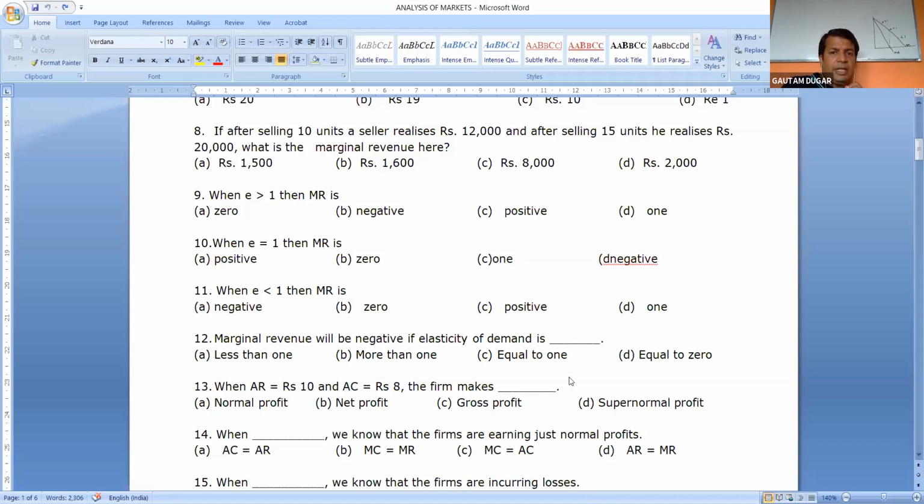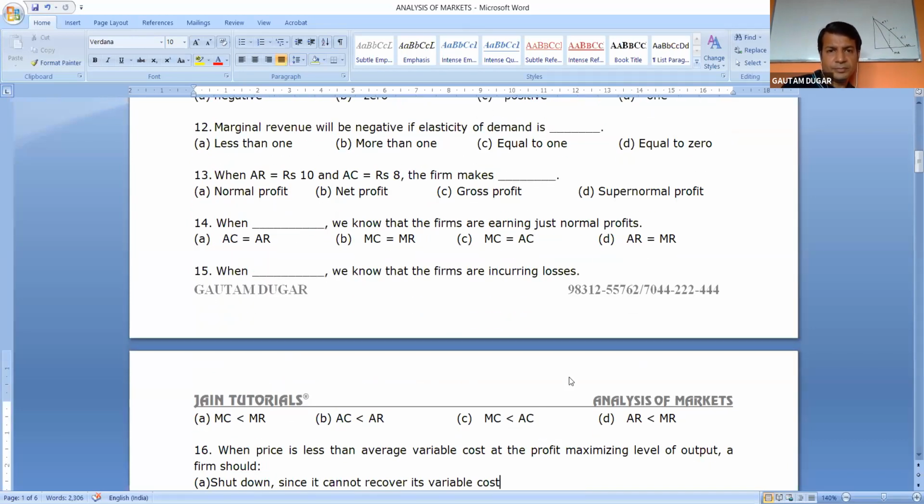13. When AR equals 10 and AC equals 8, the firm makes supernormal profit because AR is greater than AC. You get supernormal profit. Next.